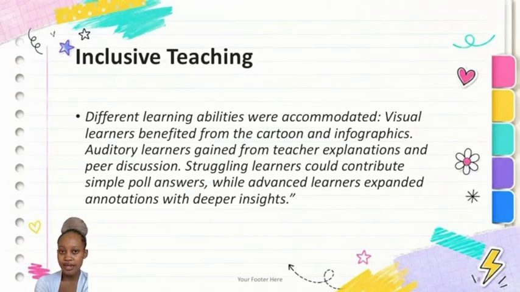And then lastly, inclusive teaching. So different learning abilities were accommodated. Visual learners benefited from the cartoon and infographics, and auditory learners also gained from teacher explanations and peer discussions. And then struggling learners could contribute simple poll answers, while advanced learners expanded annotations with deeper insights. That was the end of the lesson.